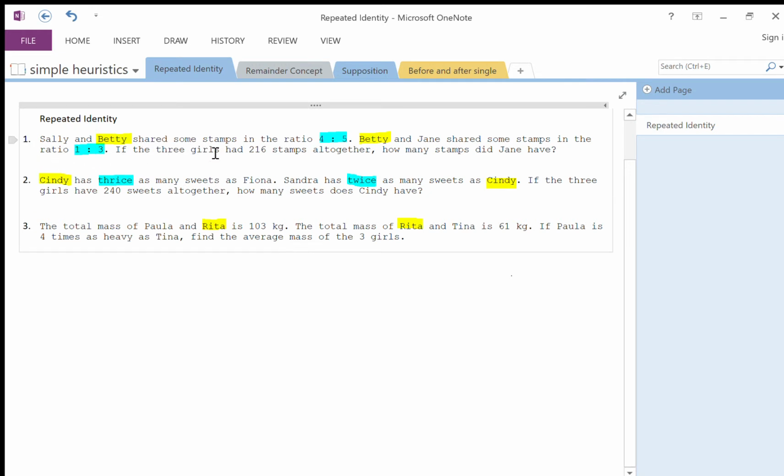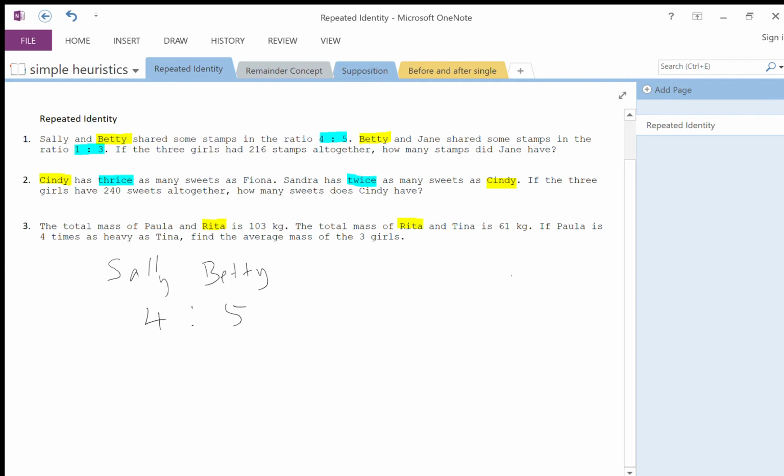Sally and Betty shared some stamps in the ratio 4:5. So what we're going to do is draw Sally and Betty, ratio 4:5. Next, Betty and Jane share some stamps in the ratio 1:3. So I have Betty again, 1:3, and I'm going to put Jane over here. You can see that Betty is being repeated, with the ratio 5 in the first set and the ratio of 1 in the second set.